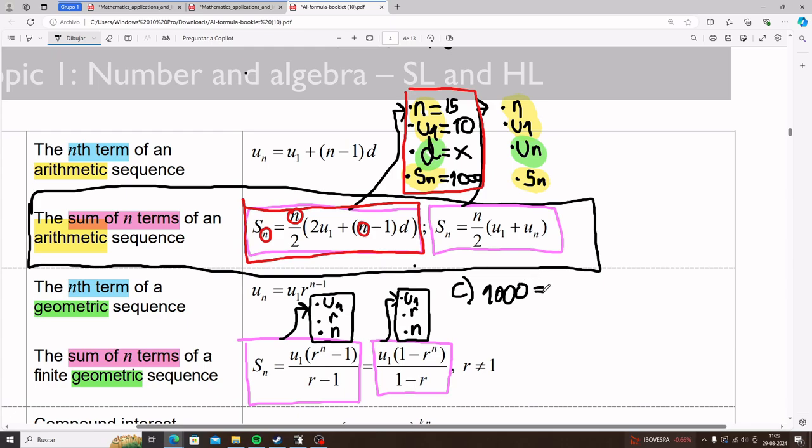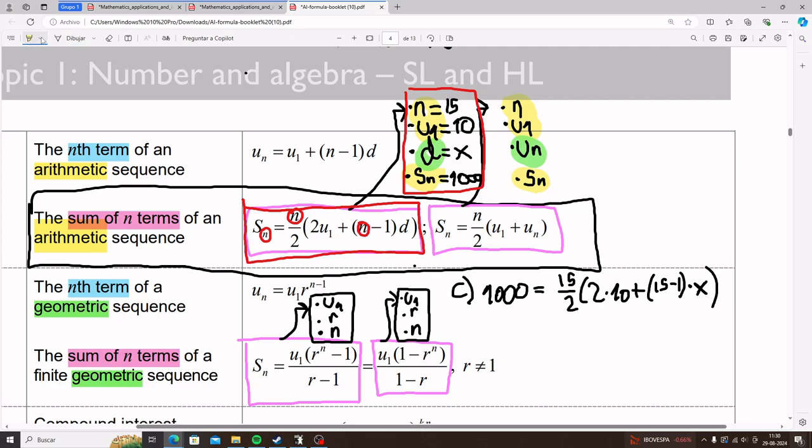We'll put it equals 15 divided by 2, because n is 15, parentheses 2 times u1, which is 10, plus n, which we're calling 15, minus 1, times d, which is going to be x. So from here, this does look absolutely nasty. This does look terrible. There are a bunch of parentheses. There isn't 1,000 rolling around.